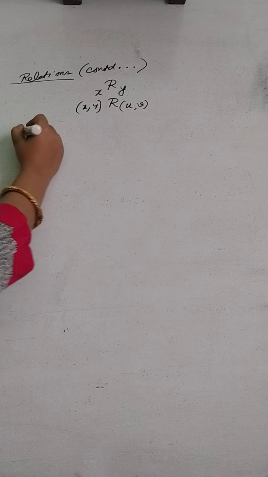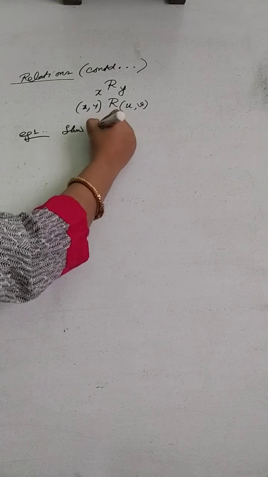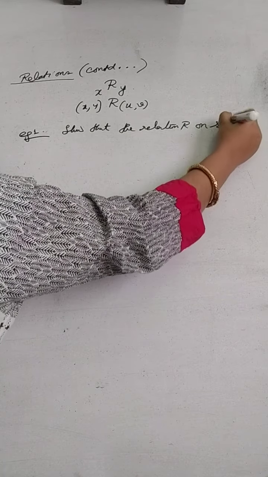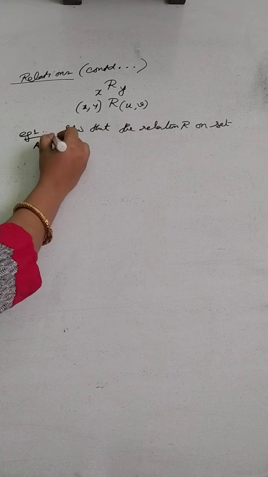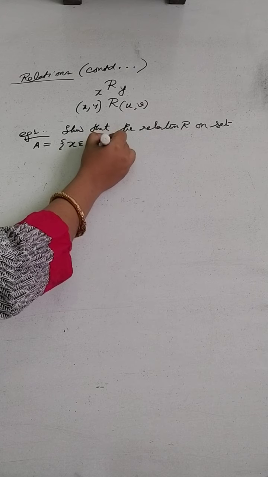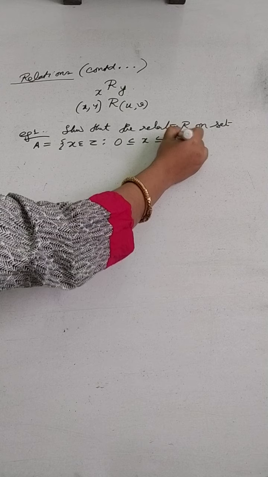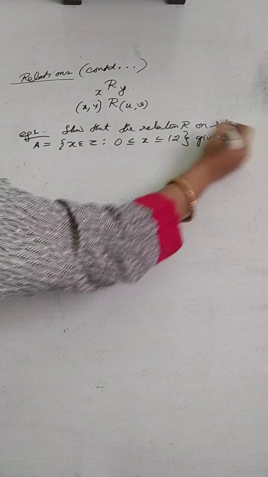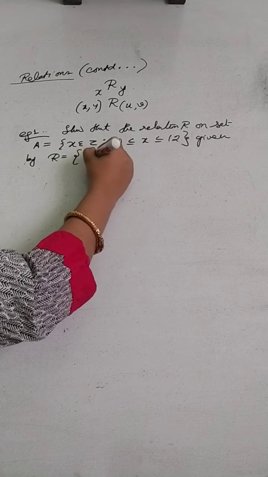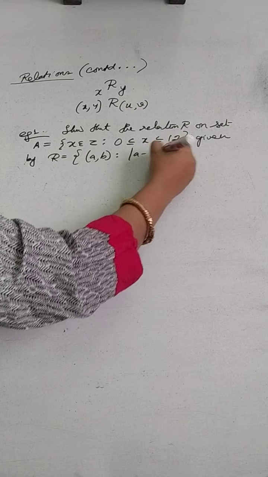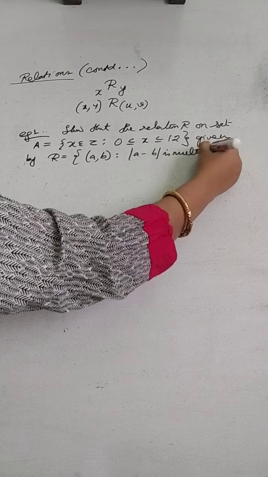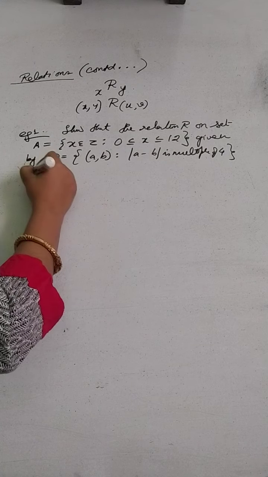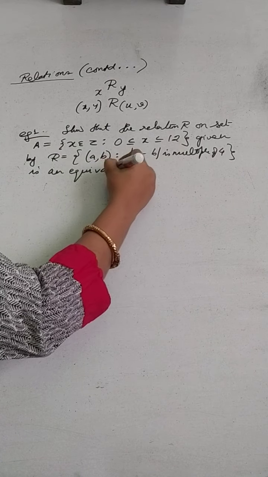The first question under this category is: show that the relation R on the set A, which is equal to the set of integers such that 0 less than or equal to x less than or equal to 12, that means it is defined on the set of integers lying between 0 and 12, and it is given by R, which is equal to the pair AB related in such a manner that modulus of A minus B is a multiple of 4, is an equivalence relation.